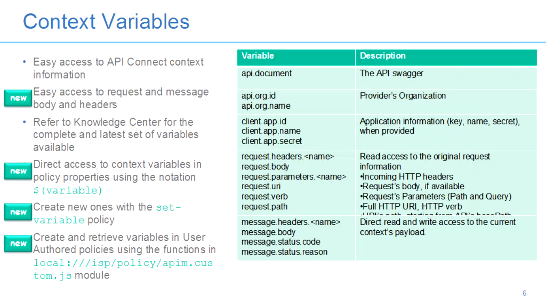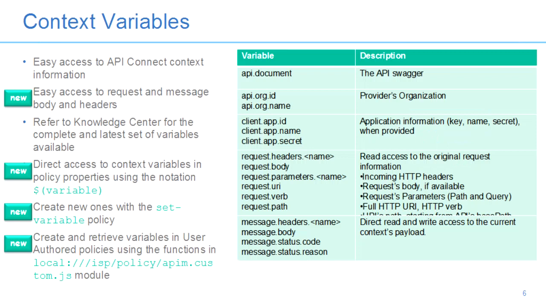First, you're going to have access to the original Swagger document through the API document variable, in case there's a need for that in your flow. We are completing the request variable by providing first-class access to parameters, be they query or header parameters, through request.parameters. We already had request.headers, so no changes there.